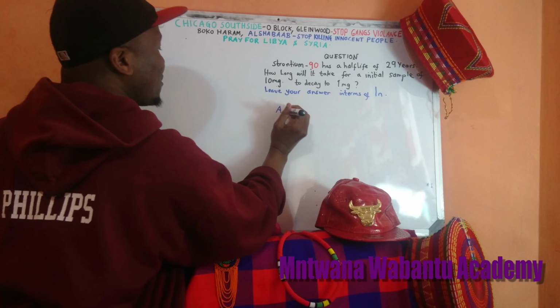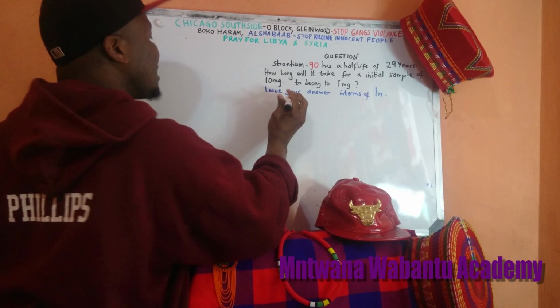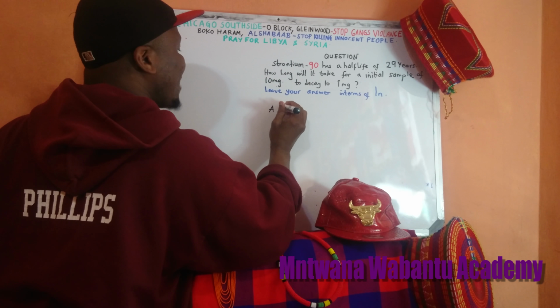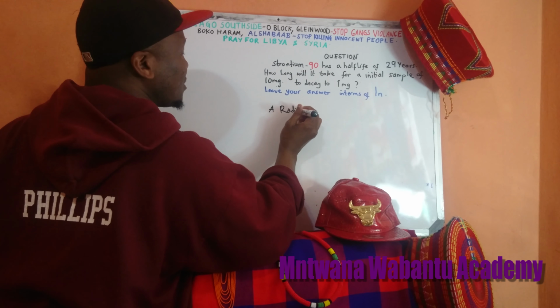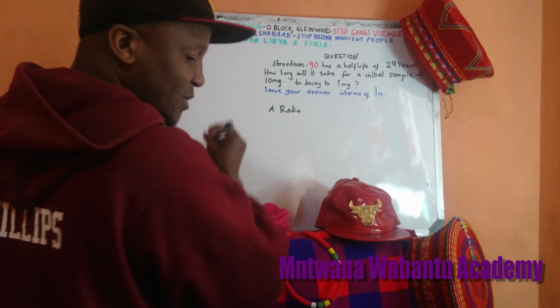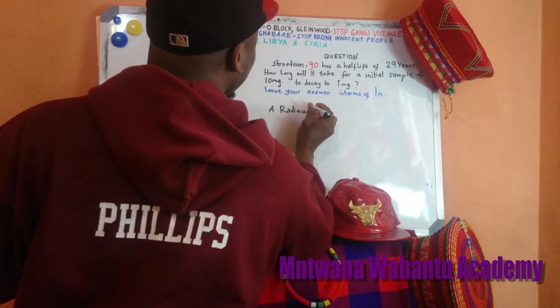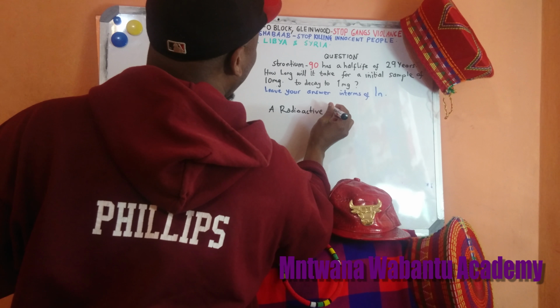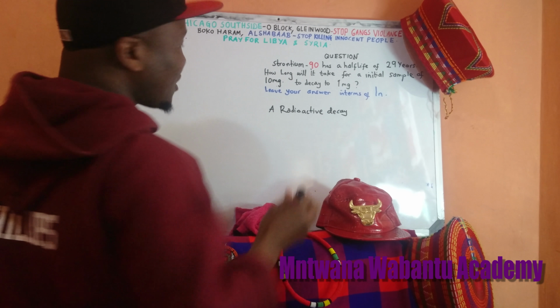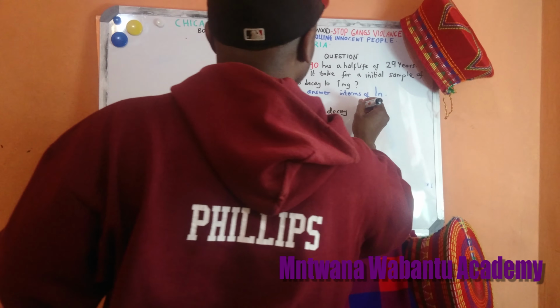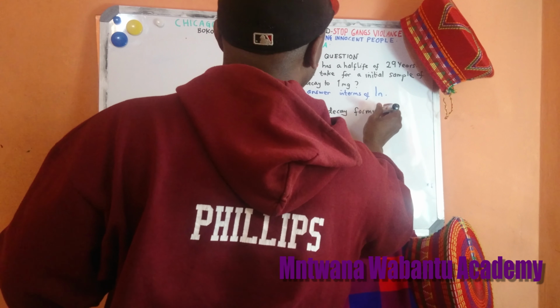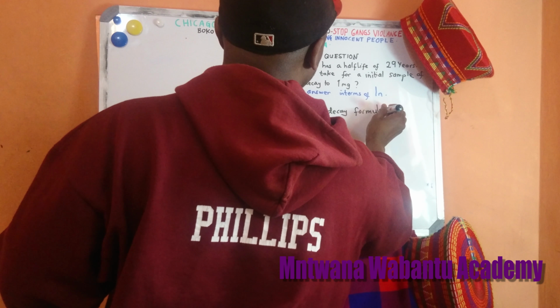Radioactive decay formula. We got a very simple formula, man, the radioactive decay formula: A equals A naught e^(kt).